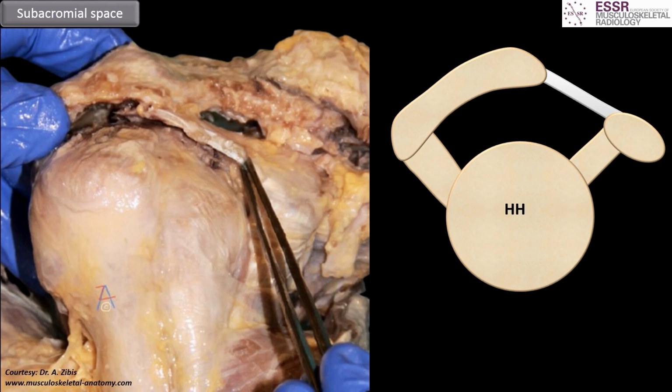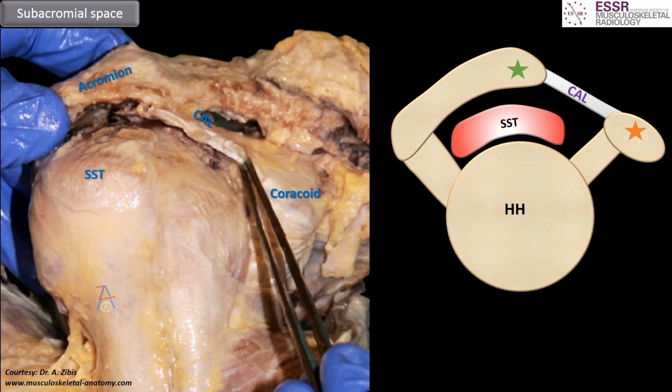On this gross cadaveric view and schematic drawing over the lateral aspect of the shoulder, note the acromion and coracoid process joined by the coracoacromial ligament. The supraspinatus and the long head of biceps tendons and the subacromial subdeltoid bursa travel within the subacromial space above the humeral head and underneath the coracoacromial arch. Let's now go to Athena for the demonstration of the acromioclavicular joint and subacromial space on ultrasound.